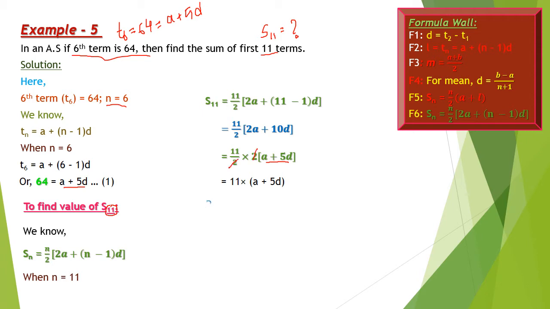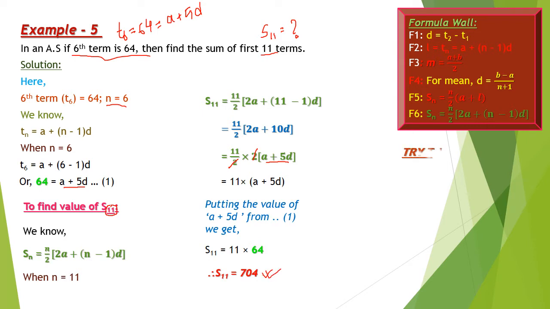Now putting the value of a plus 5d from equation 1, the value of a plus 5d is 64. We can apply it as S11 is equal to 11 into 64. Now we have our answer, that is S11 equal to 704. This is our required answer. So it's easy, isn't it? Now try these questions.